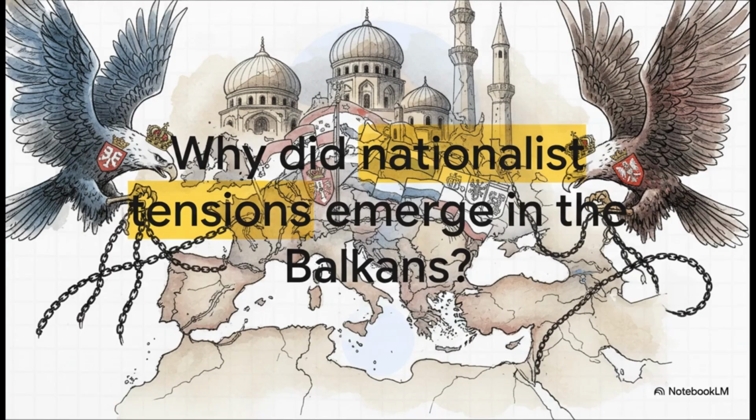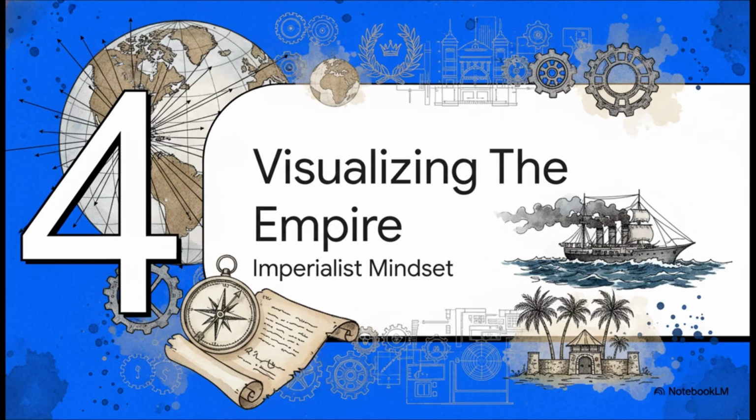From the inside, you've got the total collapse of the Ottoman Empire, mixed with romantic nationalism and bitter territorial jealousy among the Slavic states. And then from the outside, you have the heavy-handed imperialism of Russia, Germany, England, and Austro-Hungary trying to manipulate everything. Honestly, it was a recipe for absolute disaster. Moving right along to Section 4, visualizing the empire.